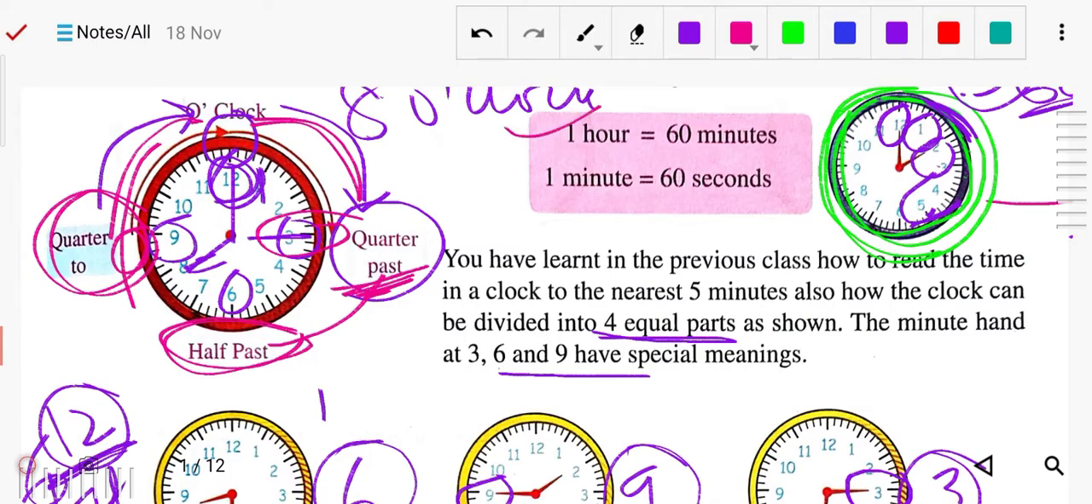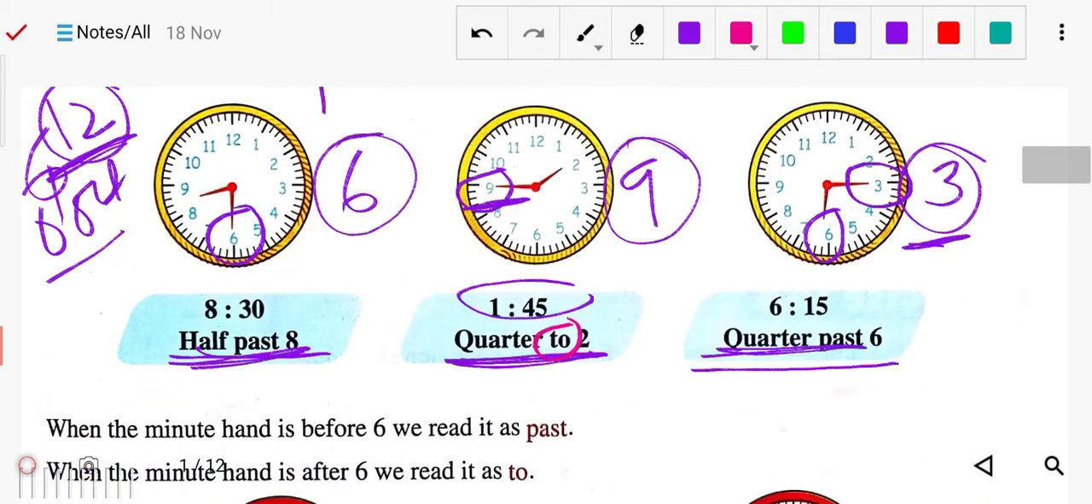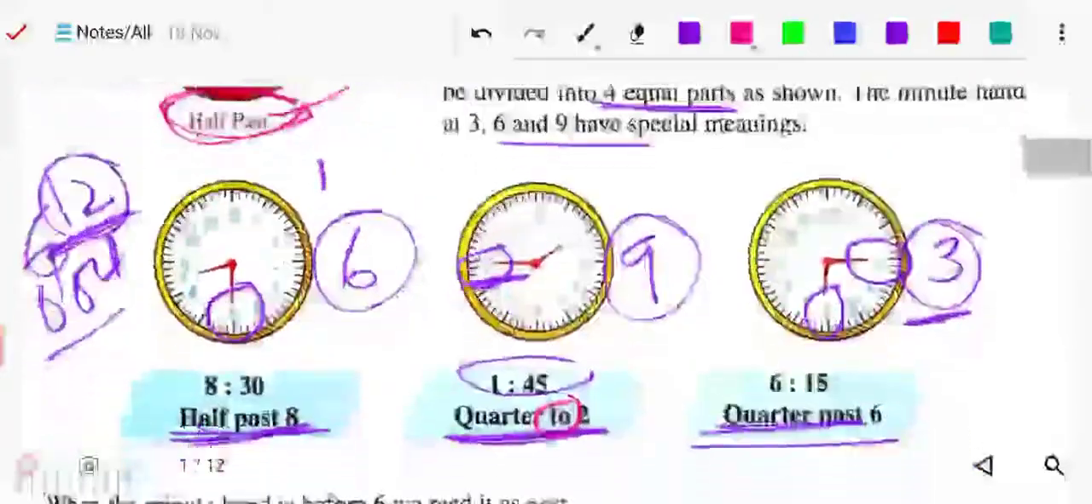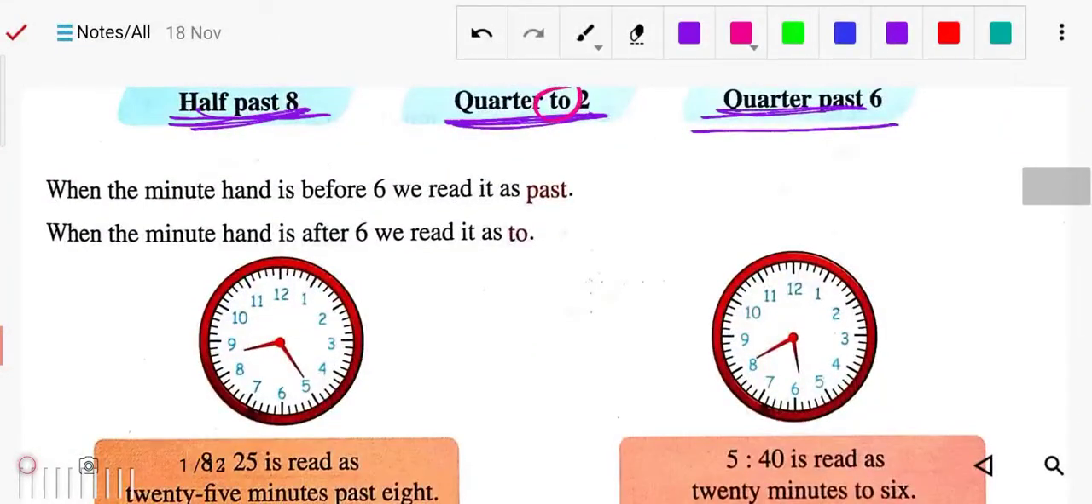In 1 hour how many minutes? 60 minutes. In 1 minute how many seconds? 60 seconds. So the greatest unit is the hour, then minute, then second. Okay, in one day the total is 24 hours. Now, how do you read the time here?